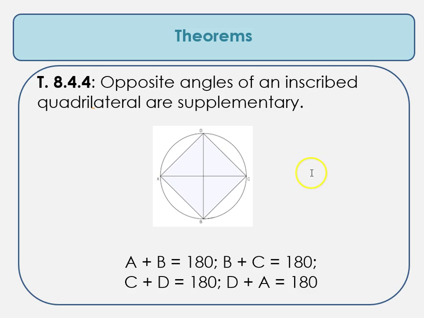In Theorem 8.4.4, we have opposite angles of an inscribed quadrilateral are supplementary. This is actually not new news. We know about this from doing quadrilateral theorems, but we have angle A and angle B will be supplementary to each other, B and C will be supplementary, and so on. Each one of those, because they're supplementary, will be 180 degrees, and you can use this to also prove your angles inside of your circles.